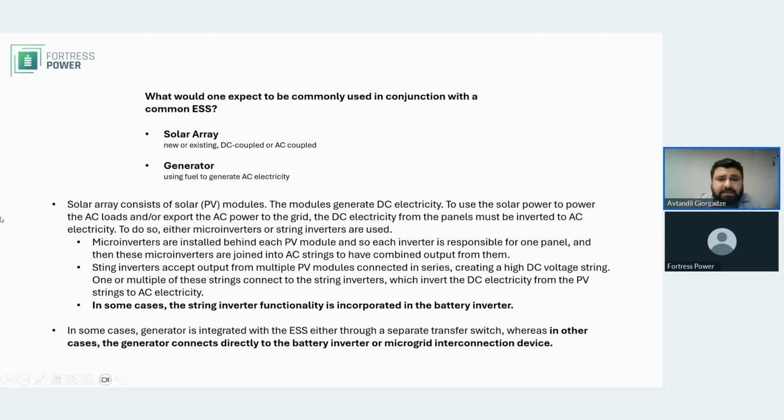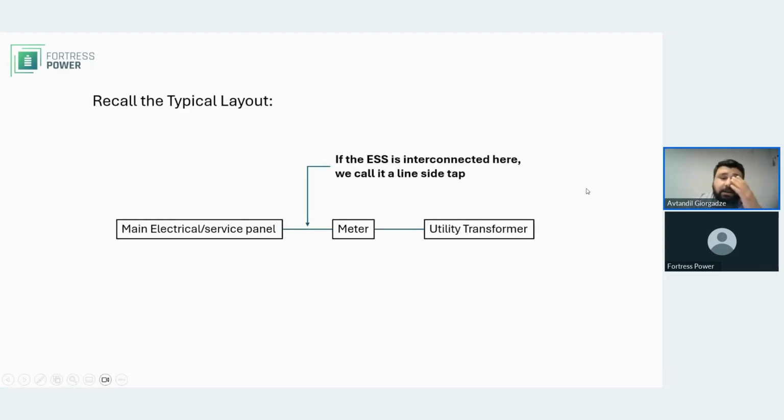So with these aspects covered, we need to recall the typical layout and say that there are two ways to tap into the existing layout or normal layout. So, typical layout, we said that there's a utility transformer, then there is your meter, and then there is your main electrical panel.